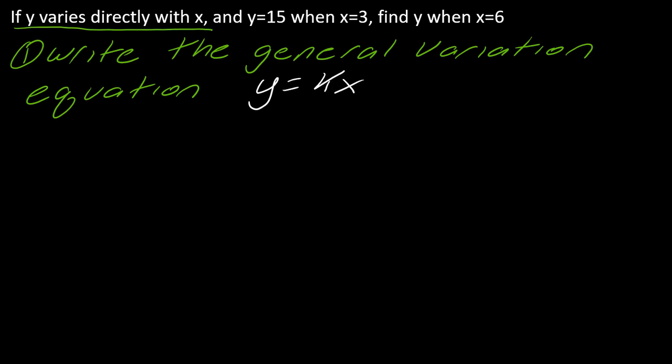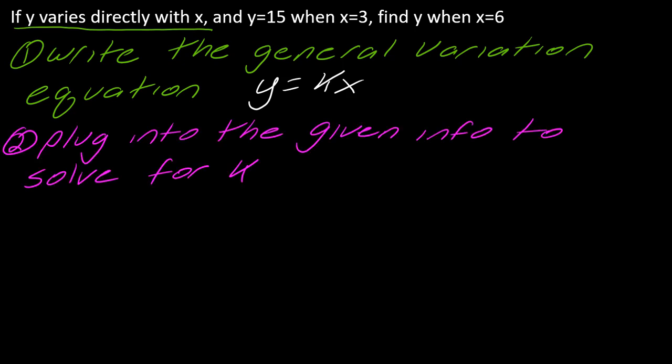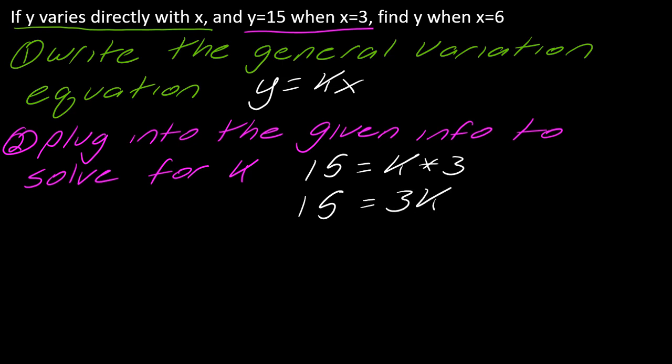That's what that means. Next, we want to plug in the given info to solve for k. So that's in this information right here. I have y equals 15 and x equals 3. If I plug that information in, I have 15 equals k times 3, which I could really think of as 15 equals 3k. So if I divide both sides by 3, I will get that k equals what? K will equal 5. So you want to solve for k.